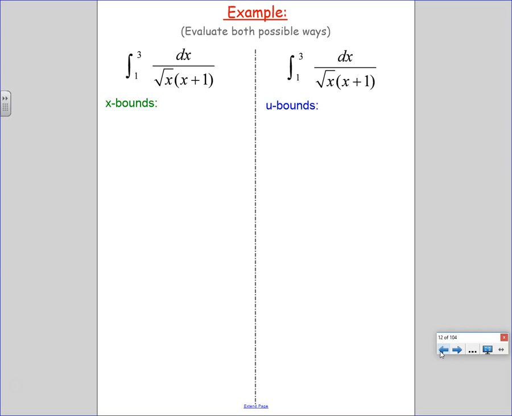The nice thing is we're really only going to solve the integral once, and then we're going to use that answer for the next one. So we'll focus on the first one.